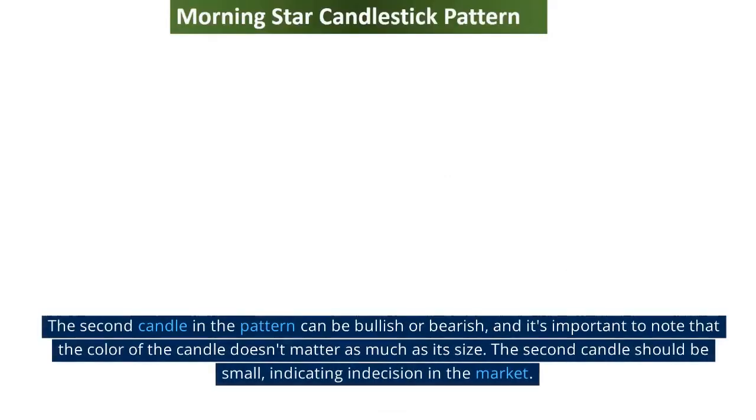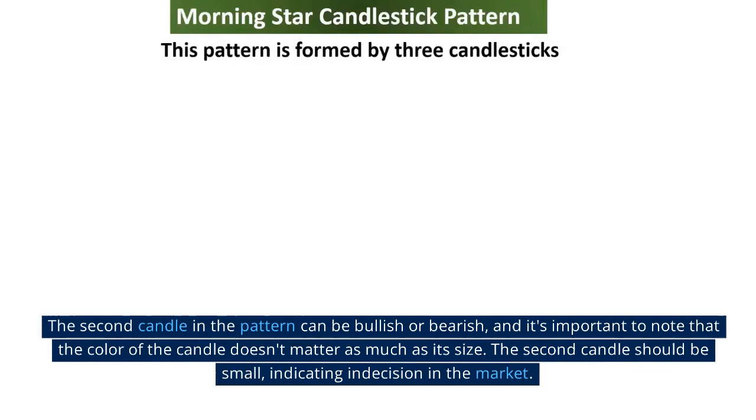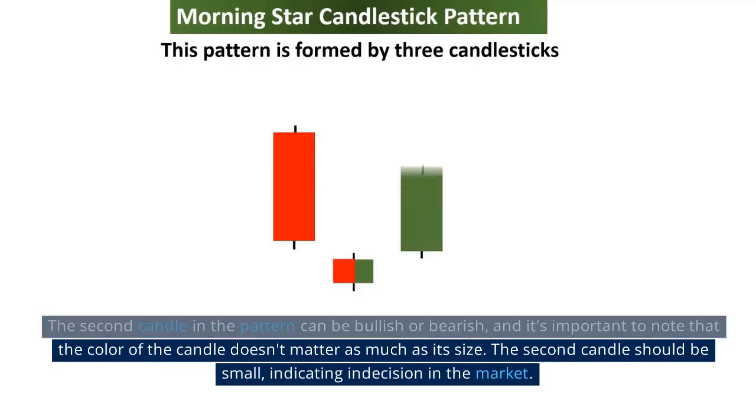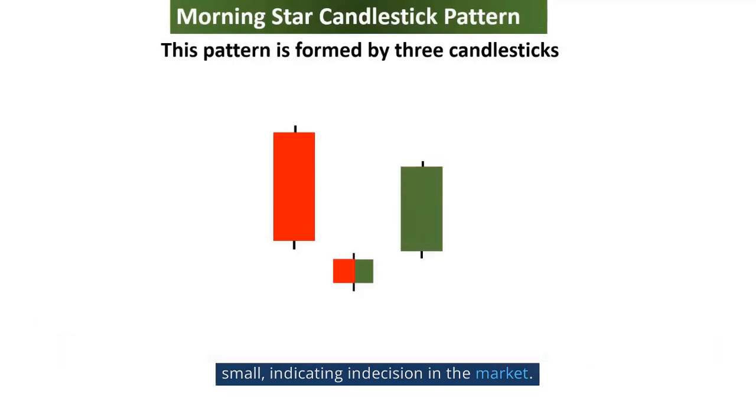back. The second candle in the pattern can be bullish or bearish, and it's important to note that the color of the candle doesn't matter as much as its size. The second candle should be small, indicating indecision in the market.